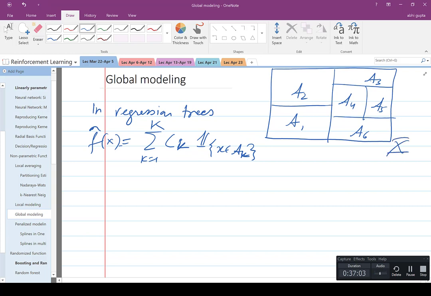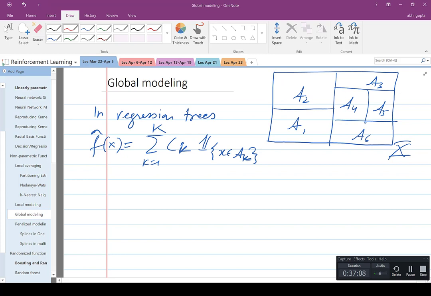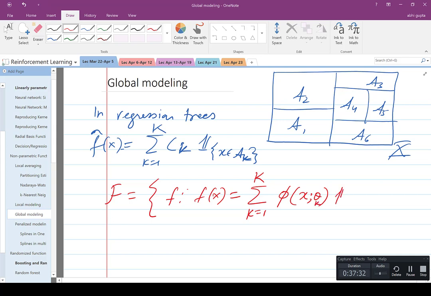state space x into. So in the case of global modeling, what you do is you come up with a more general function. So your function class F is the set of all functions f such that f of x is equal to summation k equals 1 to capital K of phi of x, theta k, and indicator function x in Ak. So this is how you define your function globally.